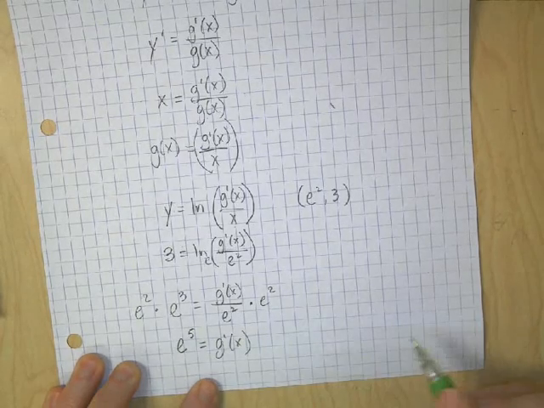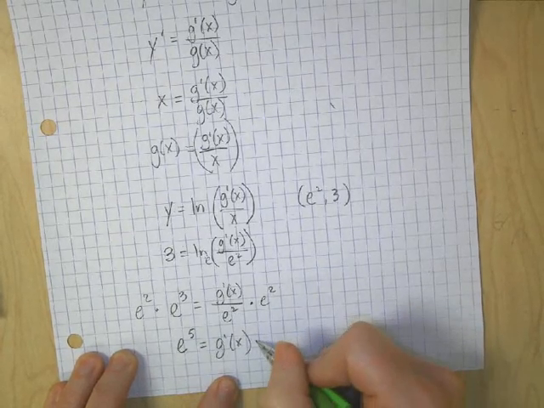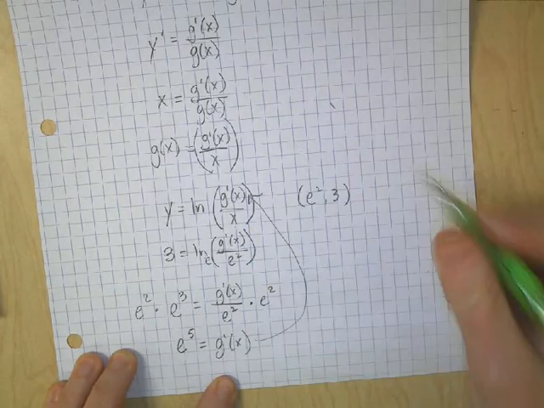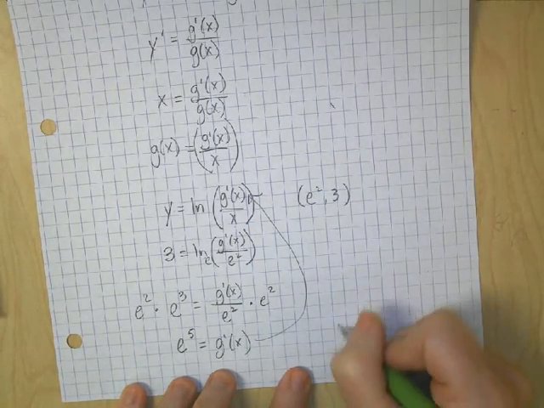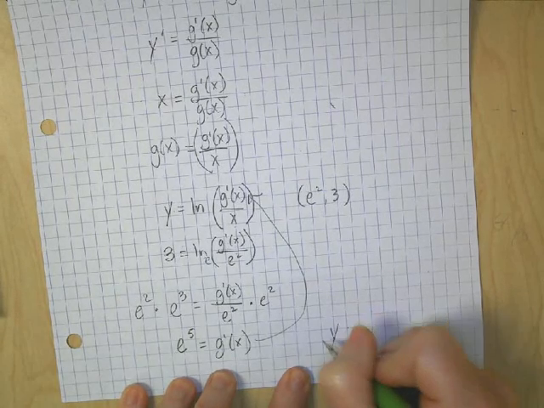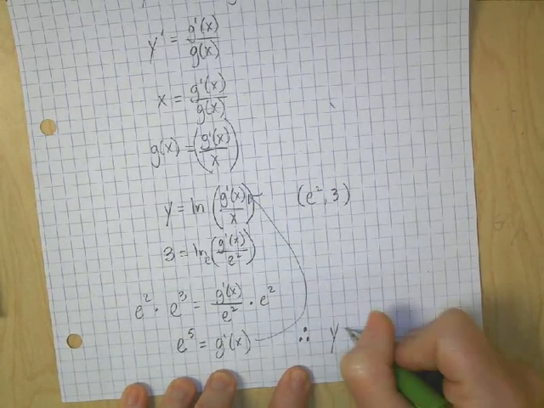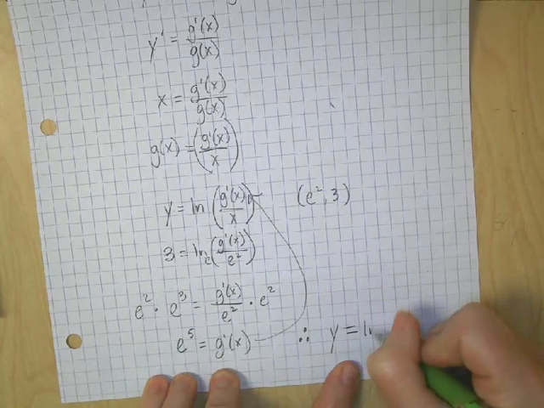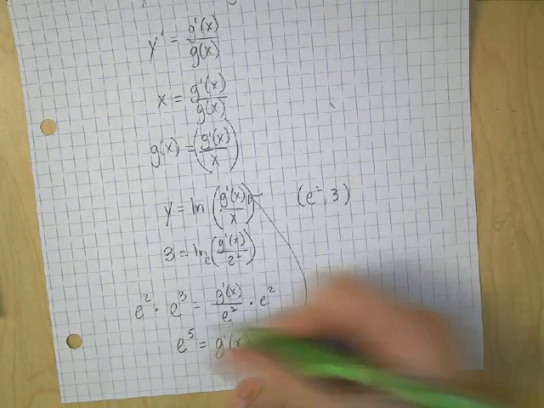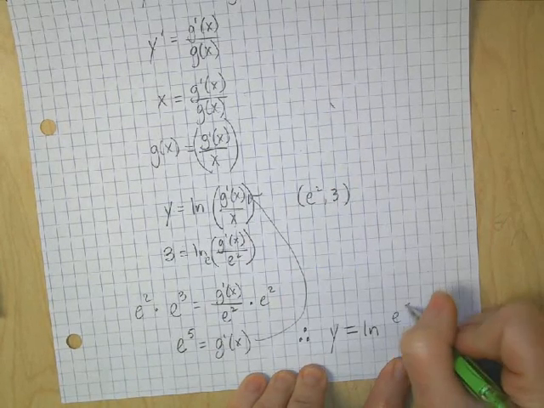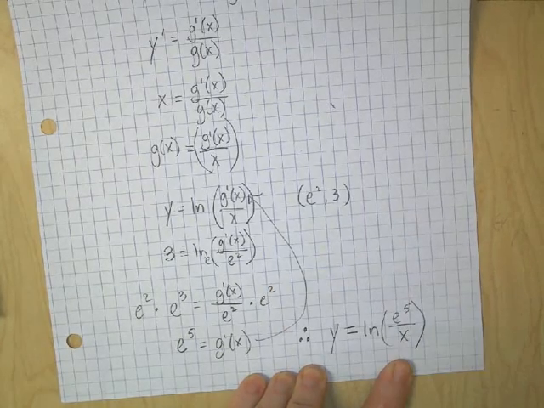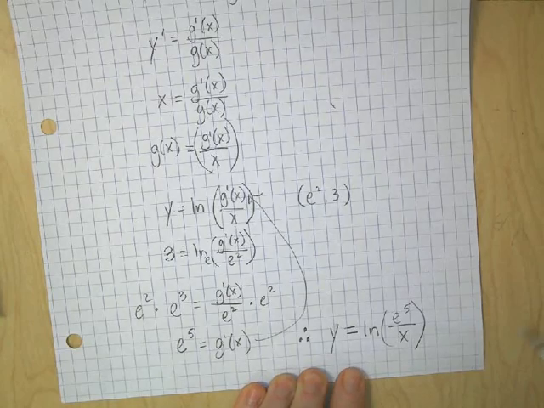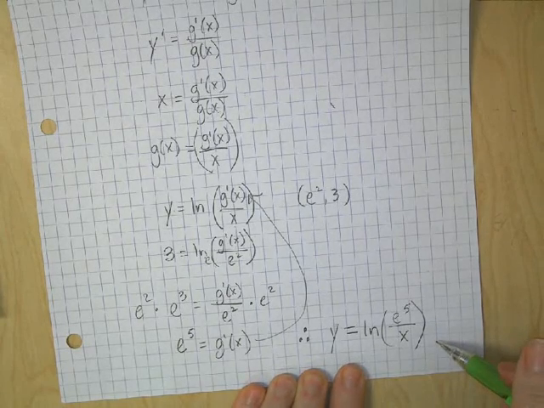Now I can go back, and where my g prime of x was, right here, I can substitute in the e to the fifth. When I do that, I get, therefore, y is equal to natural log of, instead of g prime of x, e to the fifth over x. And that is the answer that they have in the textbook for the problem that I got this from.